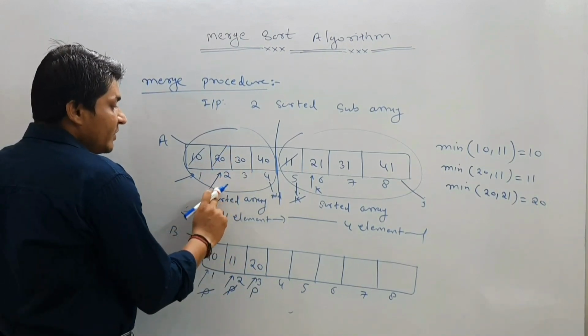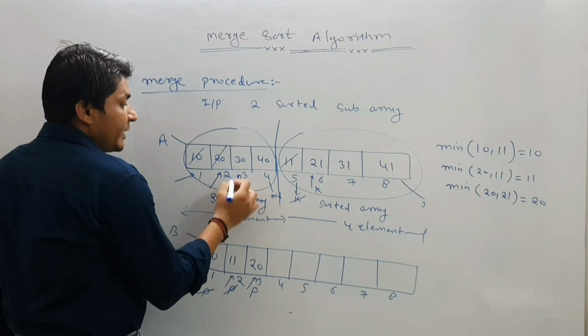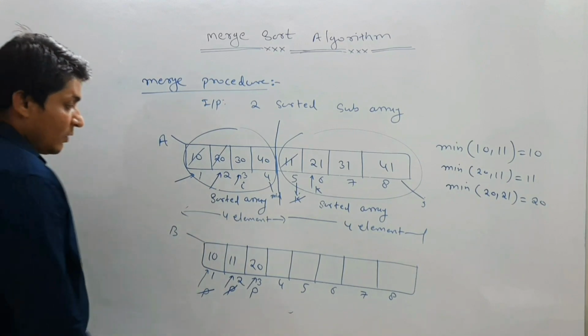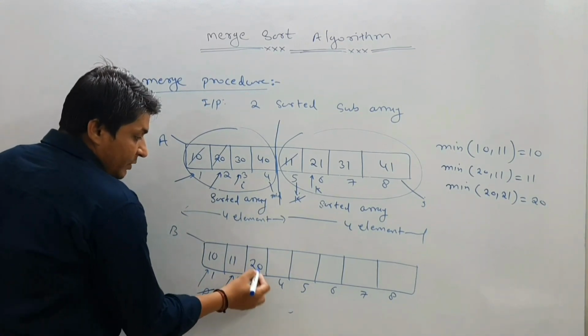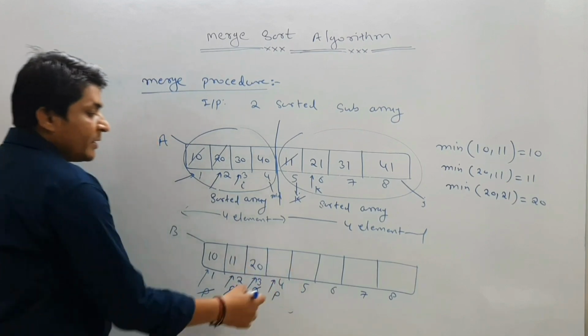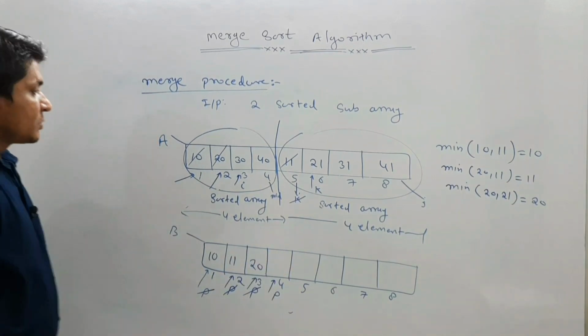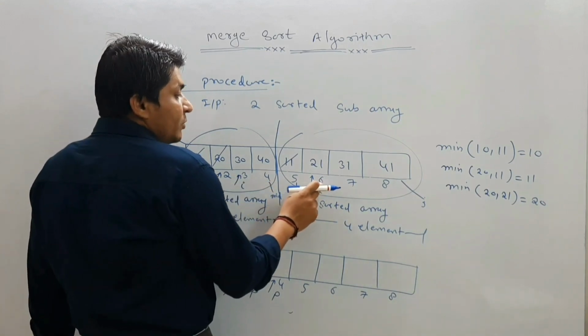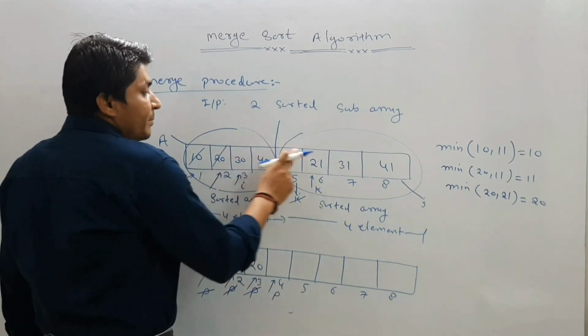So let us increment the value of i. So i will start pointing to the next location, which is 3. Correct? Now we have already copied 20 here, so p will start pointing to the next location because we are going to copy the next element at the fourth location. So now i is pointing to location 3 and k is pointing to location 6. It means we are going to compare these two elements.